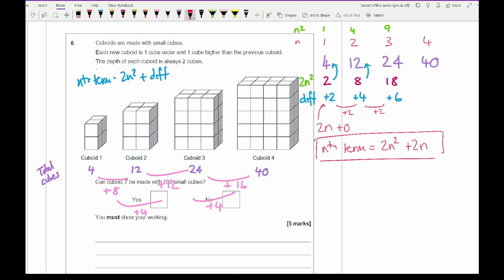Now once I know that, if I just rub out some of this, so hopefully you would never have written over your question so that you can't read it, and particularly do not rub out any of your working out.